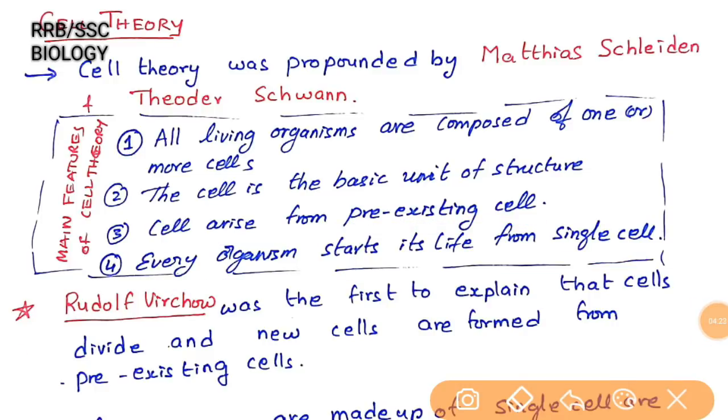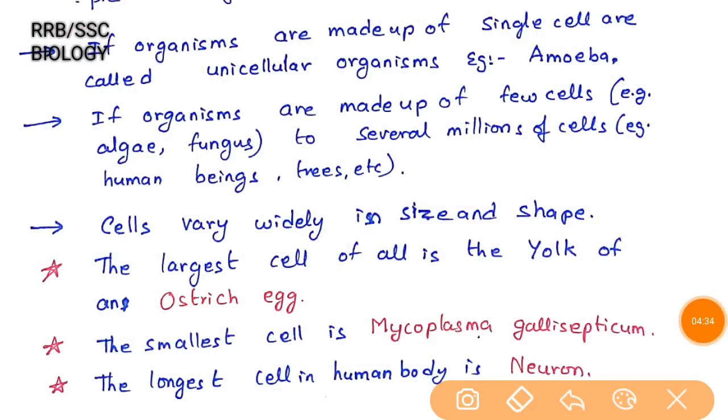Rudolf Virchow was the first to explain that cells divide and new cells are formed from pre-existing cells. If organisms are made up of a single cell, they are called unicellular organisms, for example amoeba. Organisms with a few cells include algae and fungus, and others have several millions of cells. Human beings, trees and whales have millions and billions of cells.